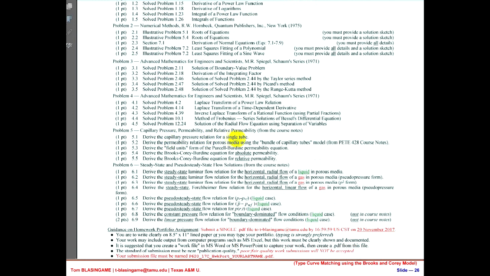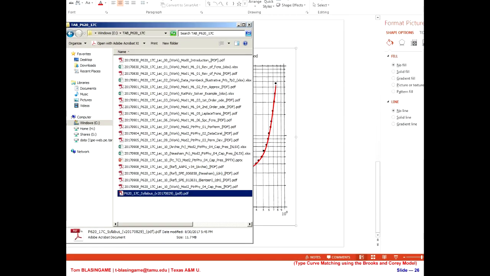Derive capillary pressure for a single tube. We did that. Derive the permeability relation for a bundle of tubes. Yep, that's in the notes. Derive the field unit form. Yep, we did that. Derive the Brooks-Corey perm relationship for absolute permeability. Yep, that was there. And then tomorrow we'll derive the relationship for relative permeability. I don't see the type curve thing in here, so you can breathe easy. Of course, maybe it'd make a good exam problem. I don't know. Maybe you guys would kill me.